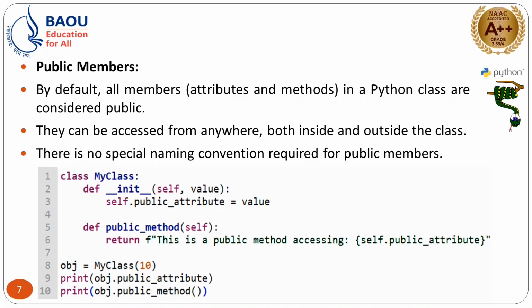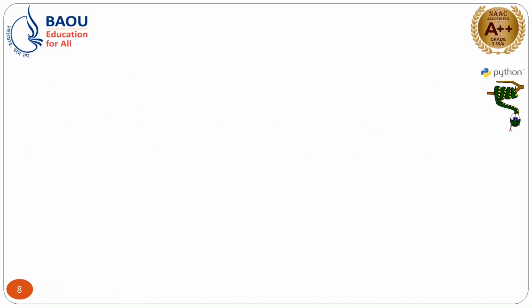Then you define one method, that is a public method. With the help of this method, you can access the value of that particular variable, public attribute. Here we are creating one object, assigning one value, and trying to print the value with the help of the object, object.public_attribute. It is easily accessible because this attribute is public. So you get the value 10, and you can also access that method because this method is also public. So this is the simple implementation of public members.